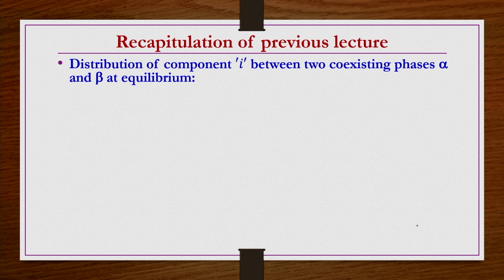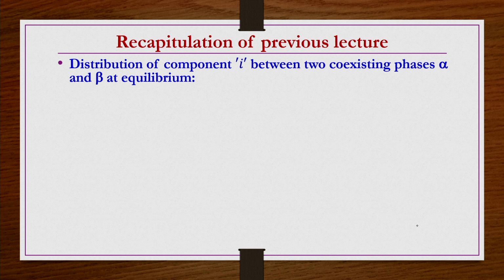Before going into the details of how to estimate the thermodynamic properties from volumetric data, we have a recapitulation of what we have seen in the last couple of lectures. We have seen the distribution of component I between two coexisting phases alpha and beta at equilibrium.